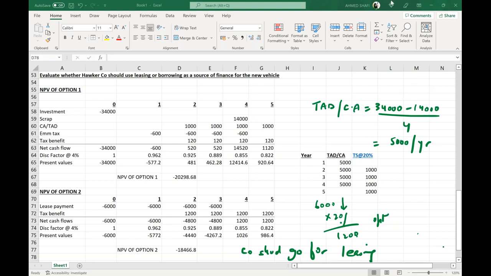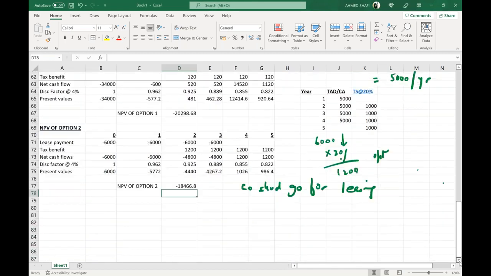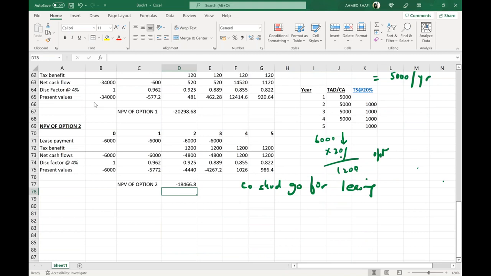I am sure that the students who have taken my classes wouldn't be confused with this particular point. However, there are some people asking me that if lease payment is in 0, 1, 2, 3 and tax is in arrears, so why is the 20% saving of 1200 not coming here? This one here, why are you starting from year 2? Now there is a great logic behind this, and I want people who don't know this logic to take it.